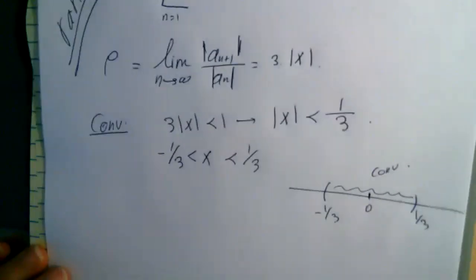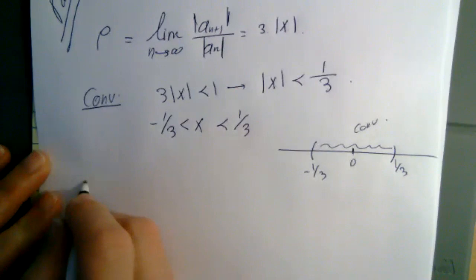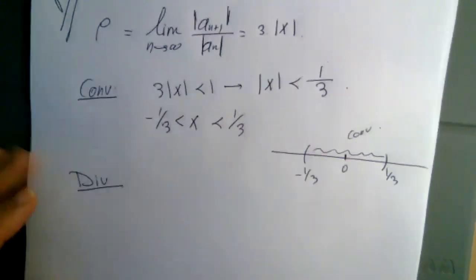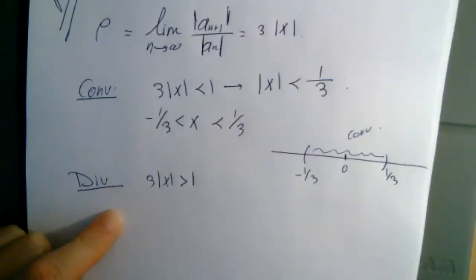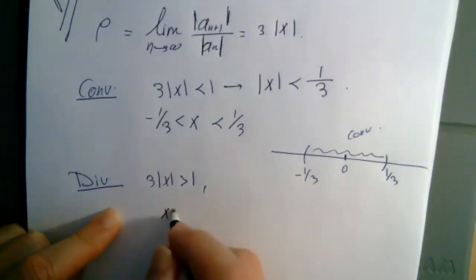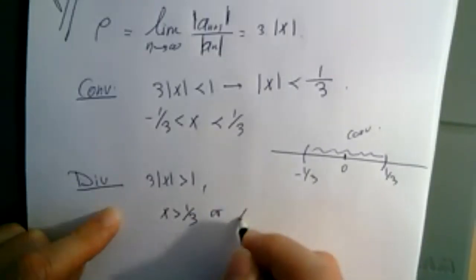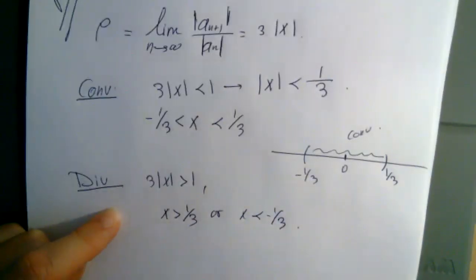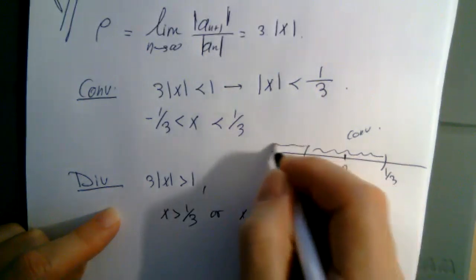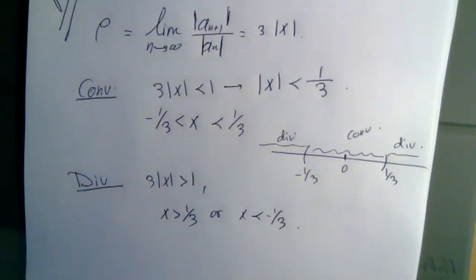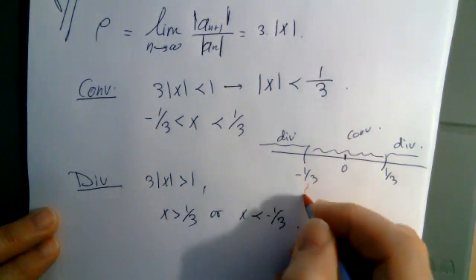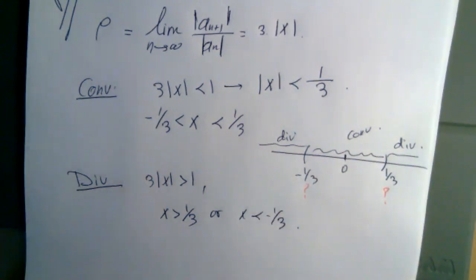Now, where does it diverge? As we did yesterday, it diverges outside. It means when the ratio is bigger than 1, and that gives me when x is bigger than a third or x is less than minus a third. So right here it diverges, and right here it diverges. So that's where we stopped yesterday. And now the question is, what happens at the endpoints? Does it converge or diverge?